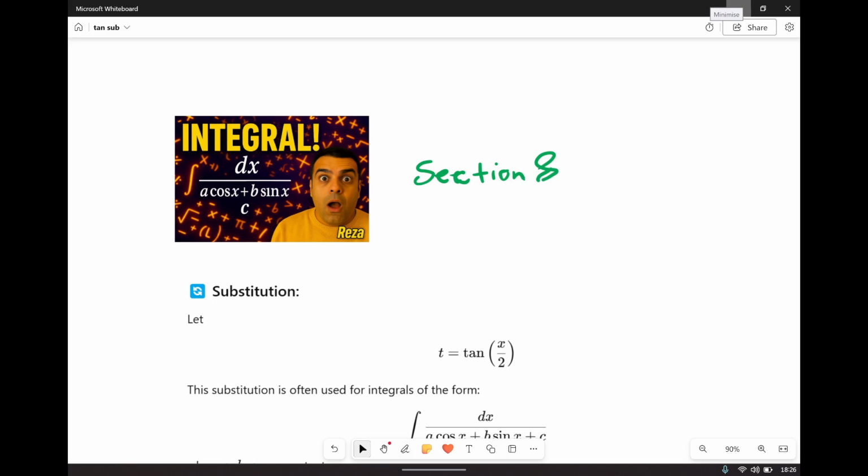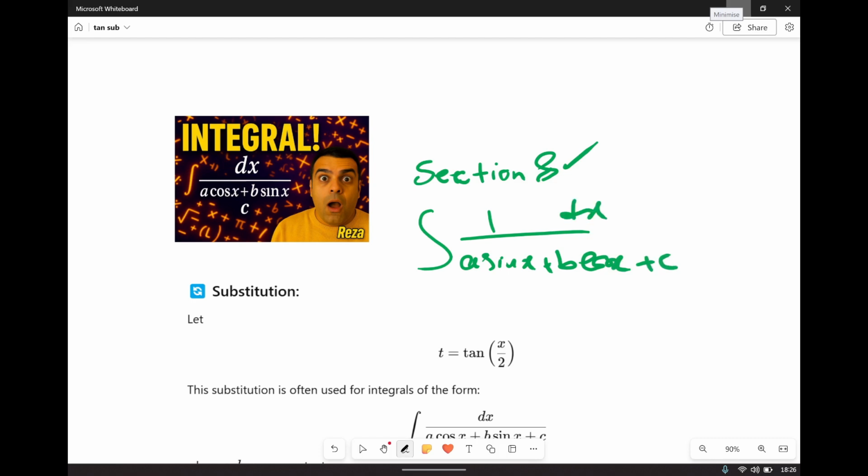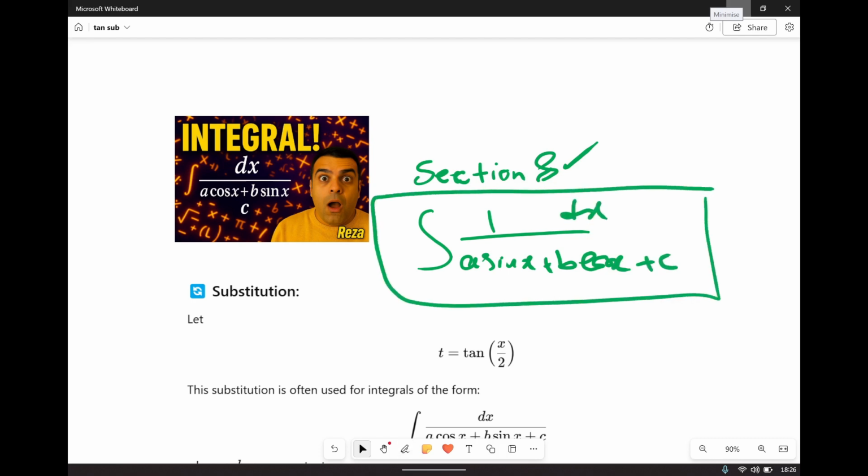Hello math enthusiasts, welcome to section 8 of integrals. In this section we're going to discuss integration of 1 over a sin x plus b cosine x plus c. How must we calculate this form of integrals?